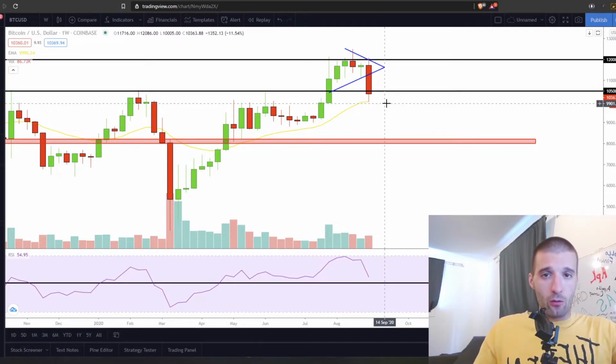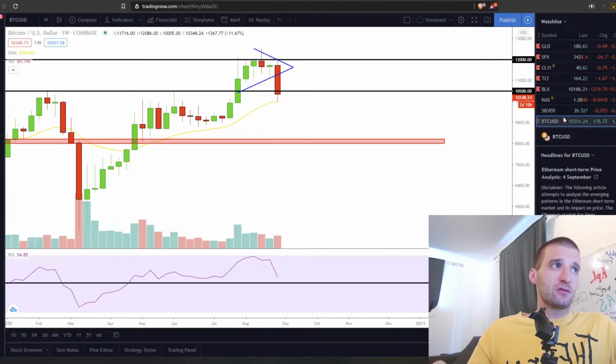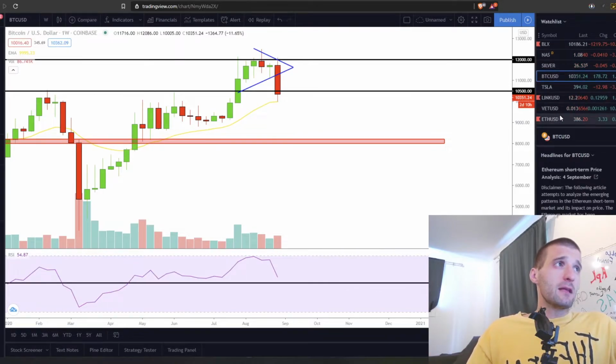So for now, at this very moment, we are perfectly fine and good for the higher levels. The same thing applies for VeChain and for Link. If Bitcoin continues rallying, then those coins are most probably going to follow in their own way, of course, but in most cases they are going to follow Bitcoin.